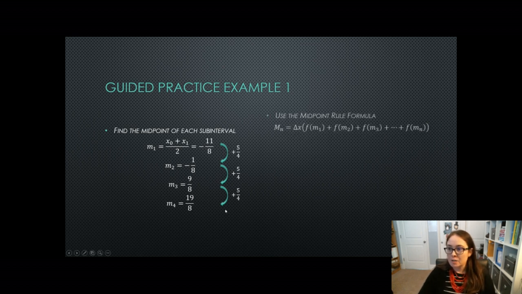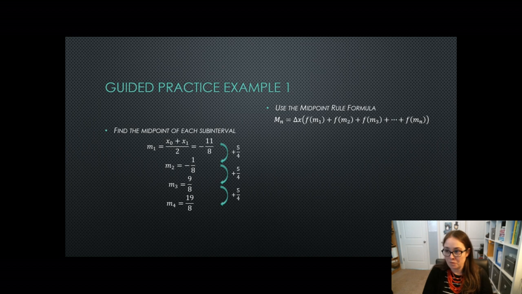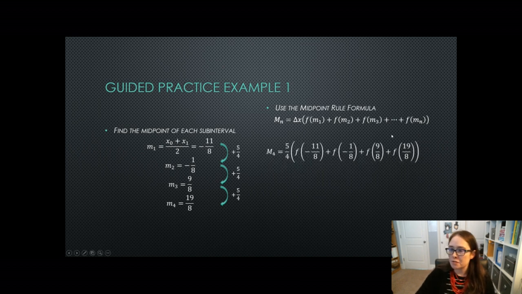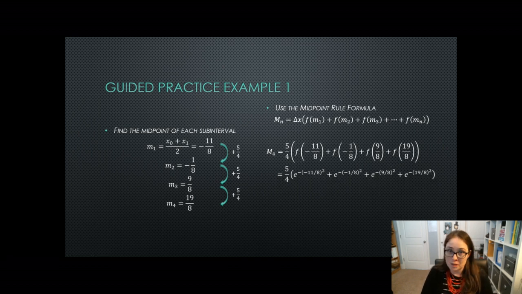Okay, so it's time to pull out my midpoint formula and start plugging things in. So I have delta x, I have each of the midpoints, and I know my function from the integral is e to the negative x squared. So if I start filling this out, my 5/4 goes in place for the delta x, and then I plug each of the midpoints in for f. That's a more general form of it, and what I'm actually going to have to type into my calculator looks something like this.